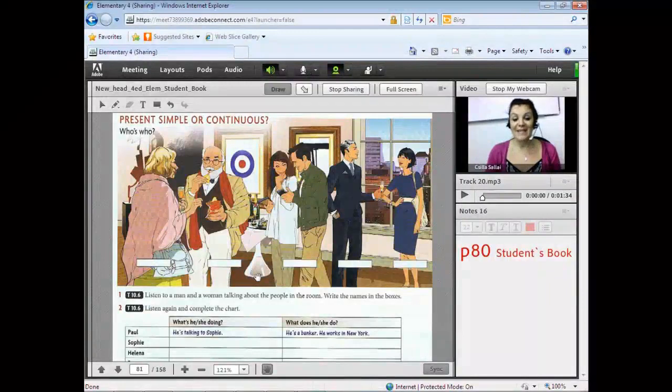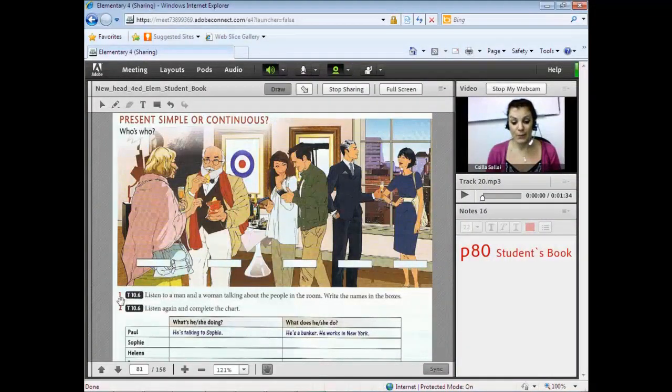Good. Now we are going to listen to a man and a woman talking about these people in the room. And you are going to write their names in these white boxes. Can you see them? That's right. How many people are there again? 6. And how many boxes can you see? That's right, only 5. Ooh, how can it be possible?